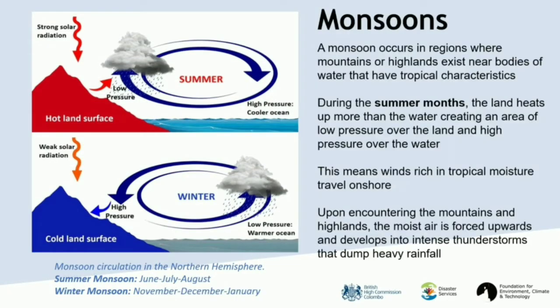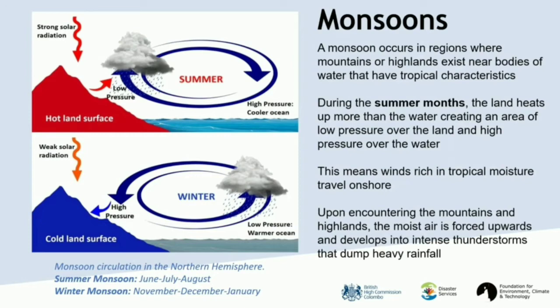The second significant mechanism that shapes the Sri Lankan climate is the impact of the South Asian Indian Ocean monsoon. While the Hadley cells drive the basic climatology of the tropics, in some regions it is modified by the monsoon. Monsoons are often simply confused with rainfall. That is misleading and causes much confusion in Sri Lanka. A monsoon occurs in regions where mountains or highlands exist near bodies of water that have tropical characteristics. During the summer months, the land heats up more than the water, creating an area of low pressure over the land and high pressure over the water.